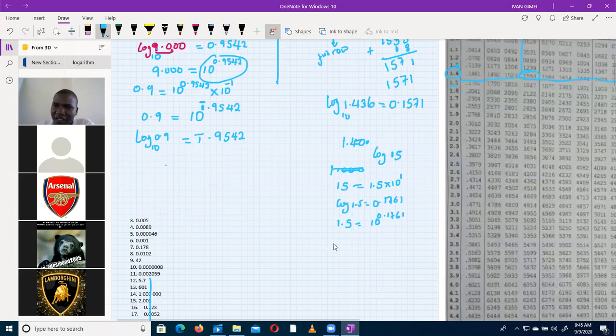So my 15 is equivalent to, we said, 1.5 times 10 to the power 1. That will be 10 to the power of 0.1761 times 10 to the power 1. So when you add the powers, this becomes 10 to the power of 1.1761. You notice that the one just came here. This was for the positive values. The one just comes here.